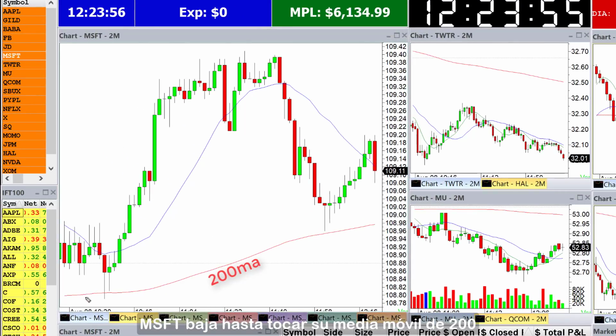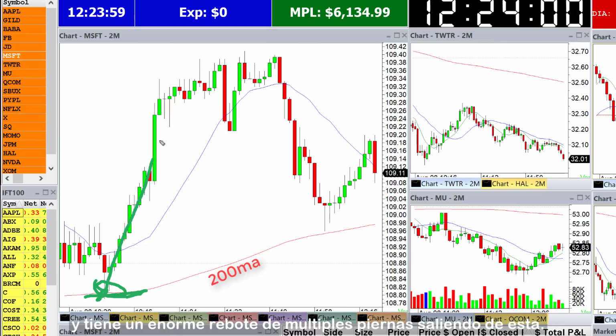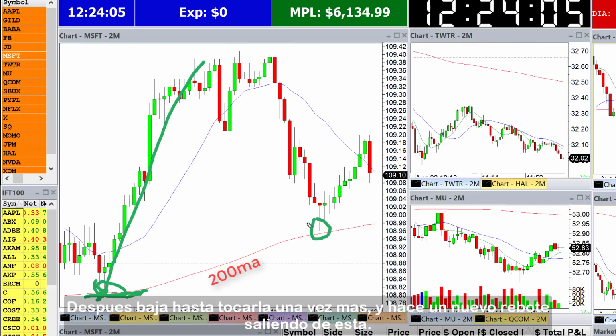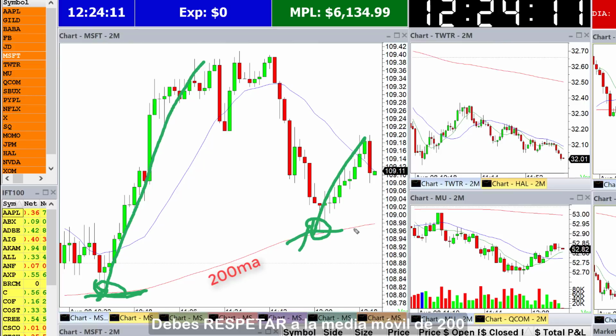Microsoft comes down to its 200 period moving average and has a huge multi-leg bounce off the 200. It revisits the 200 again and has yet another very powerful bounce off the 200 period moving average. You must respect the 200 period moving average.